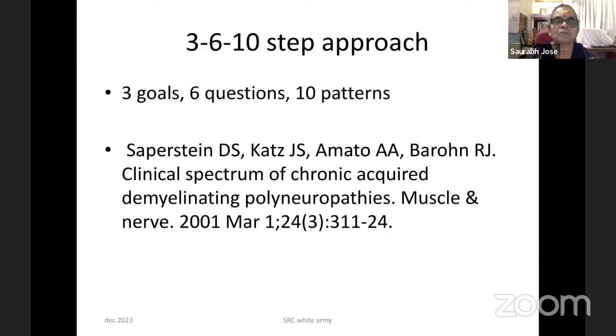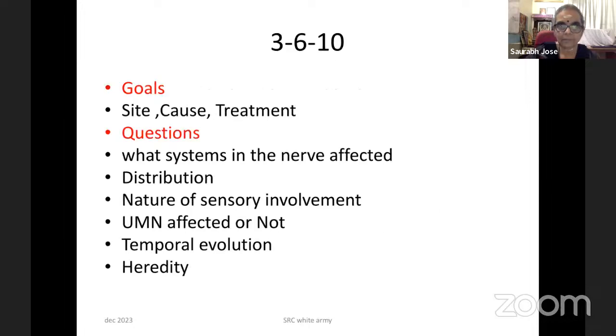3-6-10 step approach. What is the 3? 3 is the 3 goals. For those 3 goals, you ask 6 questions. And if you ask 6 questions, you get 10 patterns. And this is the reference for that article. This is very useful. 3 goals, 6 questions, and 10 patterns.